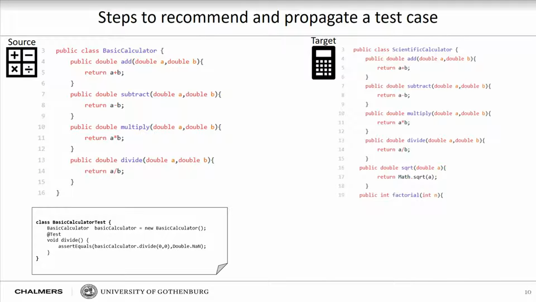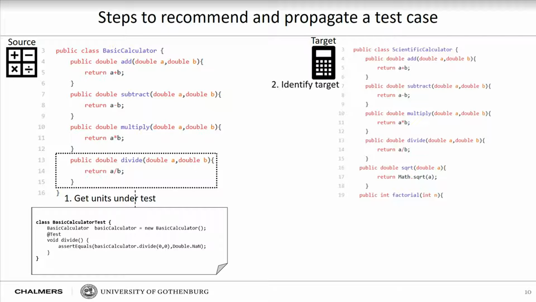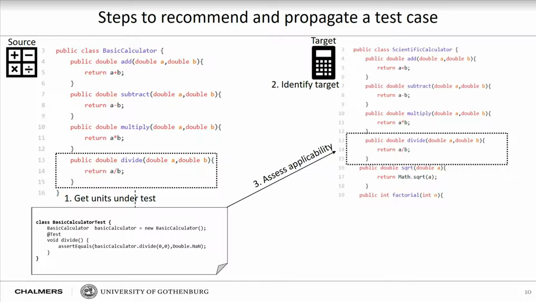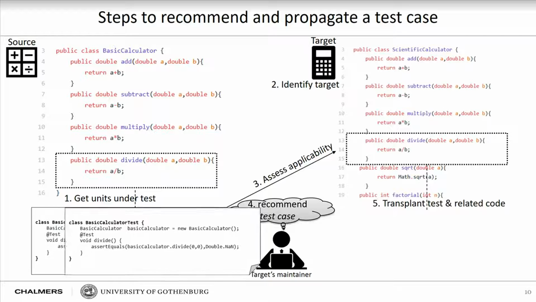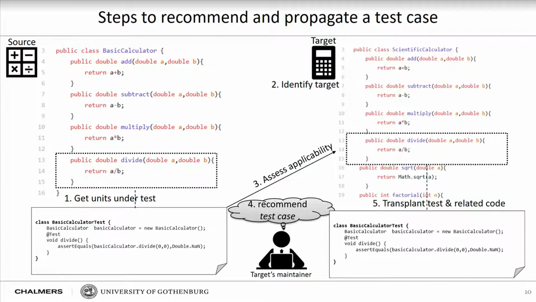So how does this technique exactly work? There are 5 main steps to it. The first one is that when a test case is added in the source project, we want to get the units under test for that test case, and then we want to identify projects that can benefit from the test case. Then third, we want to assess whether this test case can be applied to those projects or to the target project. And fourth, we want to recommend to the maintainers of those projects. And lastly, we want to transplant the test case in the target project.